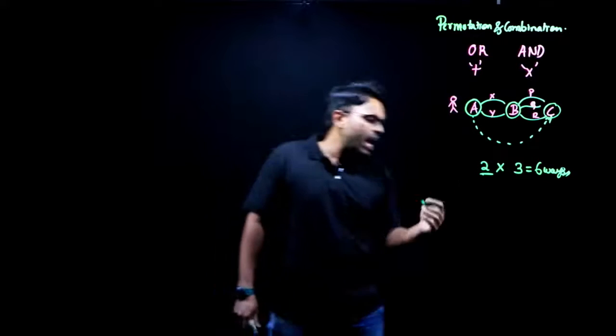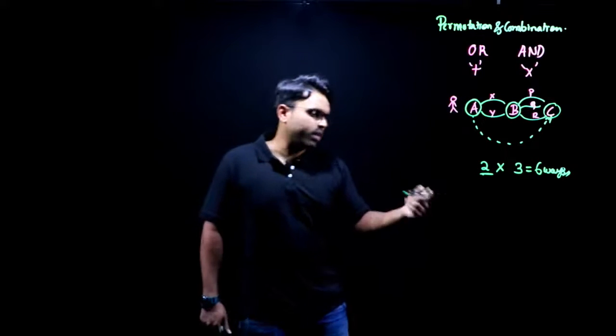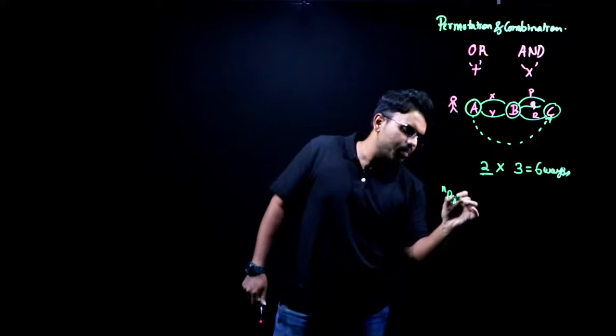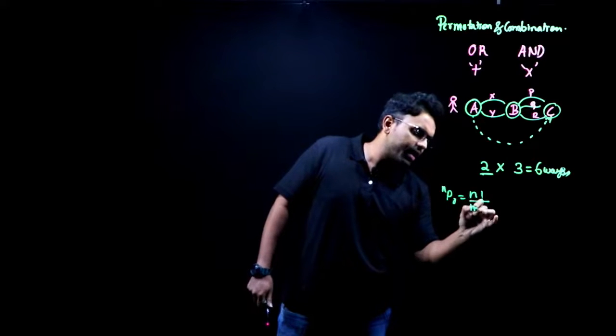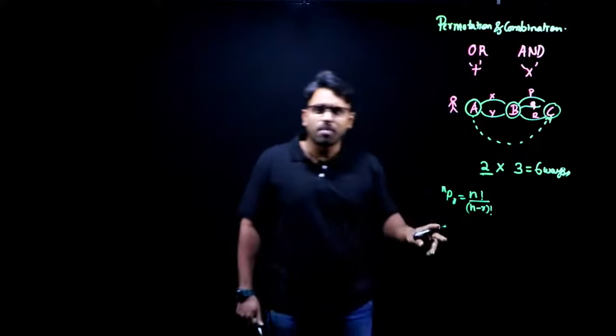Yes. Now, our formulas are there. What are they? nPr. We know nPr equals n factorial divided by (n minus r) factorial. I hope everyone knows this.